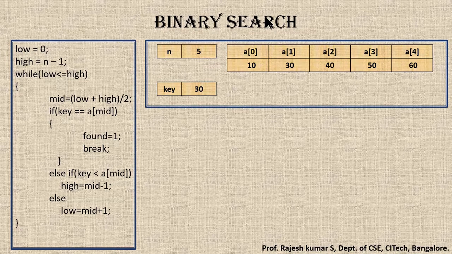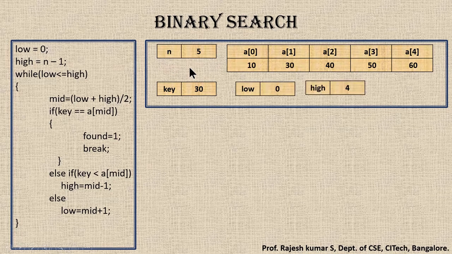Now in the coding part, you can see we have used two variables, low and high. Low is initialized with the value 0, and high is initialized with the value n minus 1. Why do we initialize low with 0? I want it to point to the 0th index of the array, and I want high to point to the last index of the array. The last index here is 4, obtained by n minus 1, because the array starts with 0. So low is 0 and high is 4, since n minus 1 is 5 minus 1.